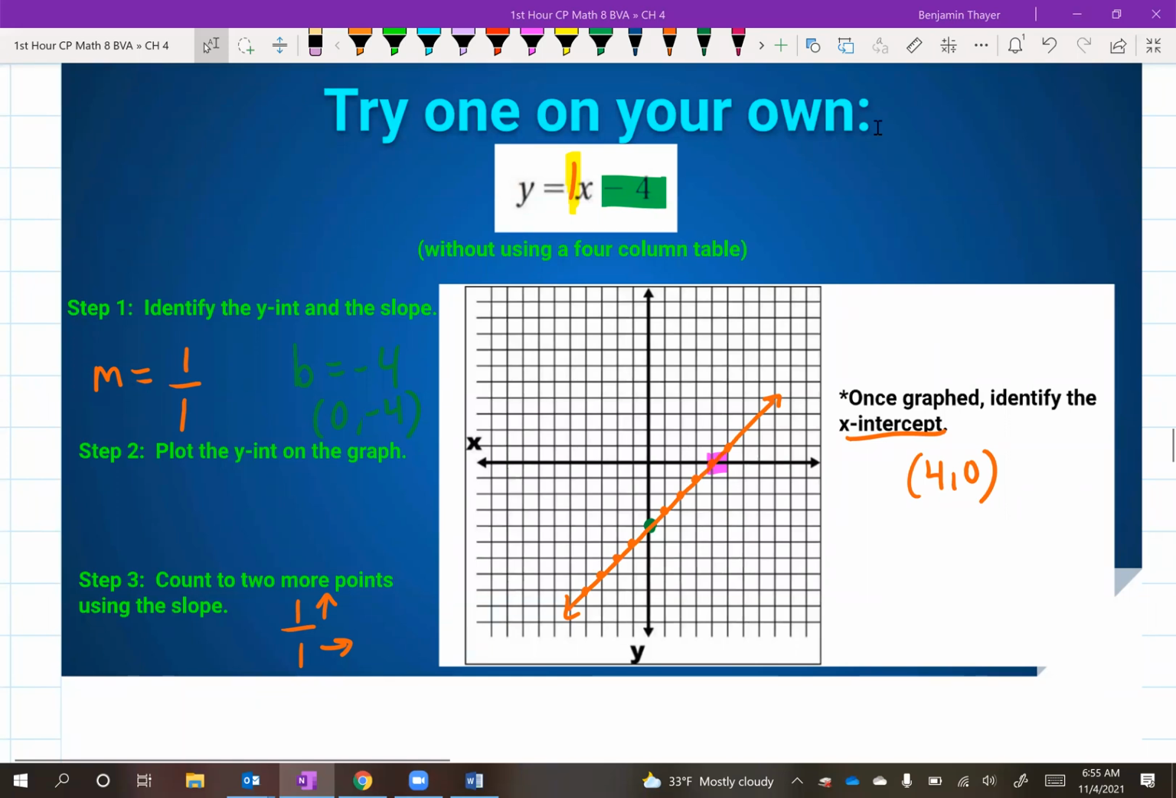Here's our solution. Our slope is 1/1, a y-intercept of -4. So our first point you plot is at 0, -4. And then you use your slope to plot more points by rising up 1 and going 1 to the right. Repeat it several times, and then go in the opposite direction to get more points to the left of your y-intercept. Finally, the x-intercept is 4, 0.